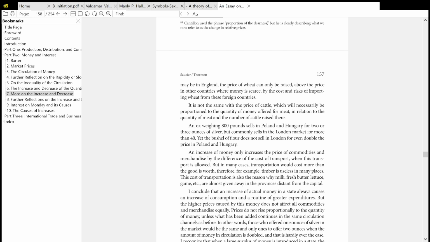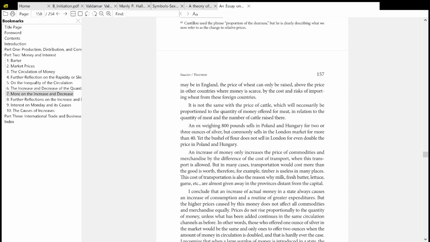Natural wealth of the land. I conclude that an increase of the actual money in a state always causes an increase of consumption and a routine of greater expenditures. But the higher prices caused by this money do not affect all commodities and merchandise equally.